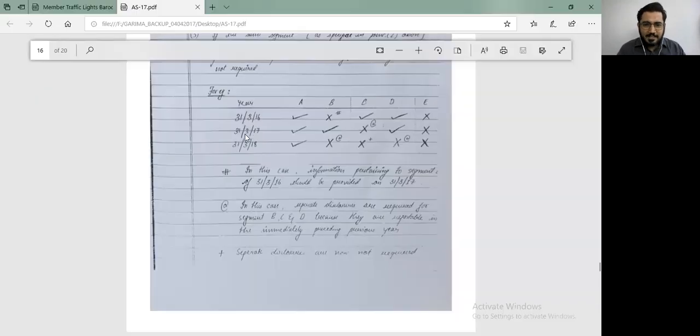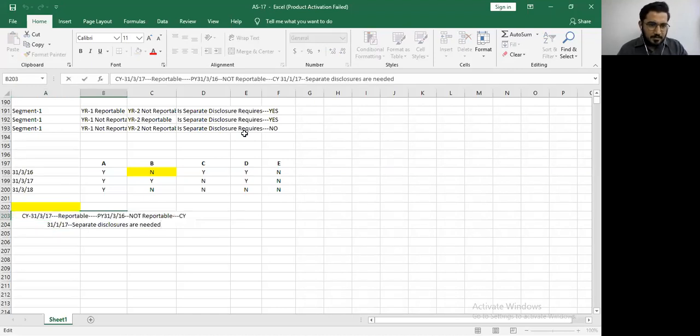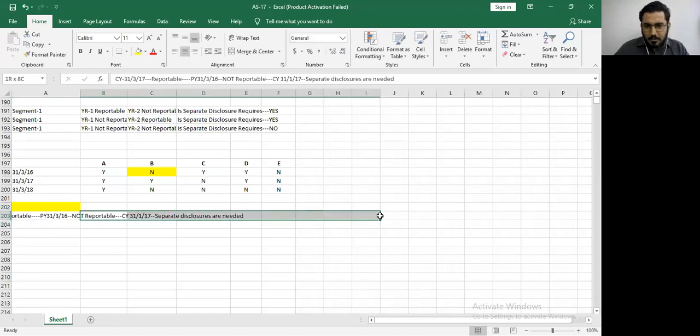Let's understand the next case. See what they've given. In this case, information pertaining to the segment of 31st March 2016 should be provided on 31st March 2017. Right, okay. This is your information pertaining to segment B.